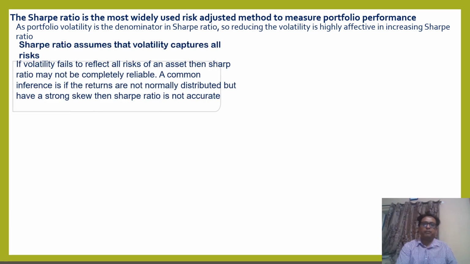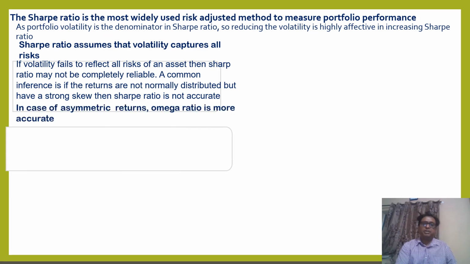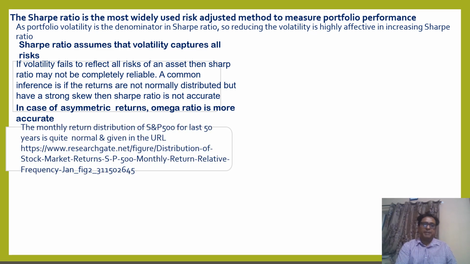Sharpe ratio assumes that volatility captures all risks. If volatility fails to reflect all risks of an asset, then Sharpe ratio may not be completely reliable. A common inference is if the returns are not normally distributed but have a strong skew, then Sharpe ratio is not accurate. In case of asymmetric returns, omega ratio is more accurate. The monthly returns distribution of Standard & Poor's 500 for the last 50 years is quite normal and is given in the following URL.